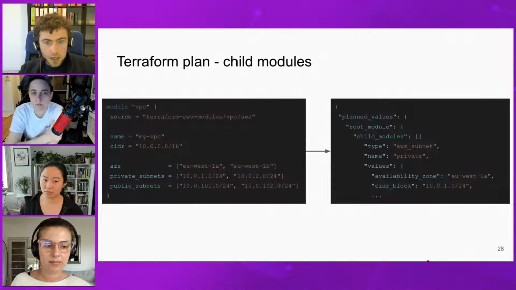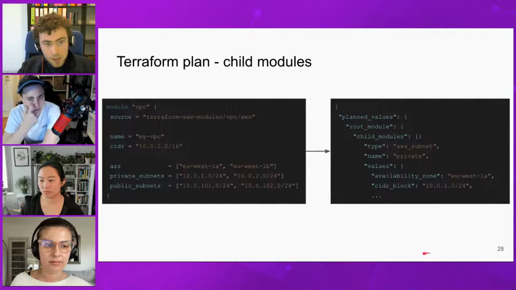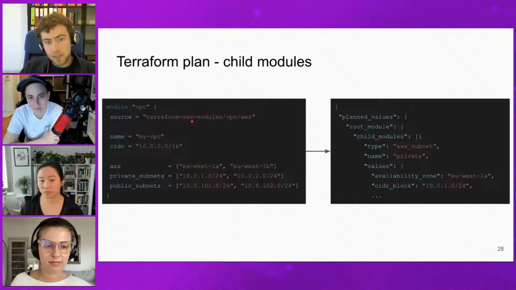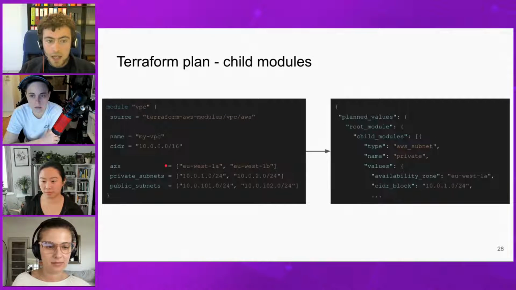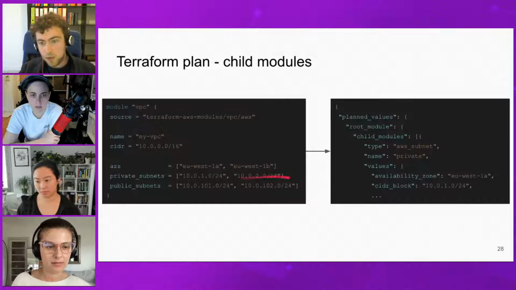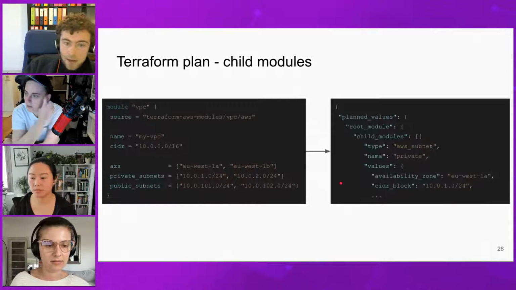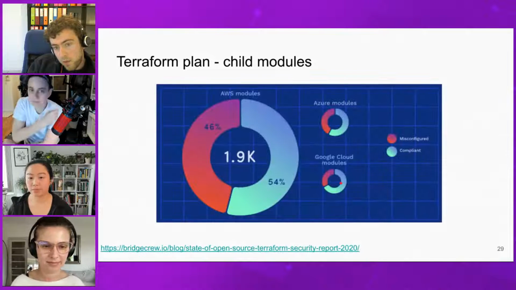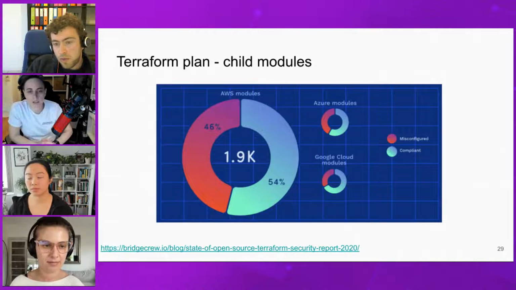Something else to consider is the use of child modules. So typically, if we use a Terraform module, here we are using the public Terraform module for AWS VPCs, it is going to abstract away from us what resources it's creating. Here, I'm creating a bunch of private subnets, public subnets, but I don't really know under the hood what the module is creating. And if I want to understand that and scan it, I need to look at the plan. And that's specifically interesting if we are using a lot of Terraform public modules.